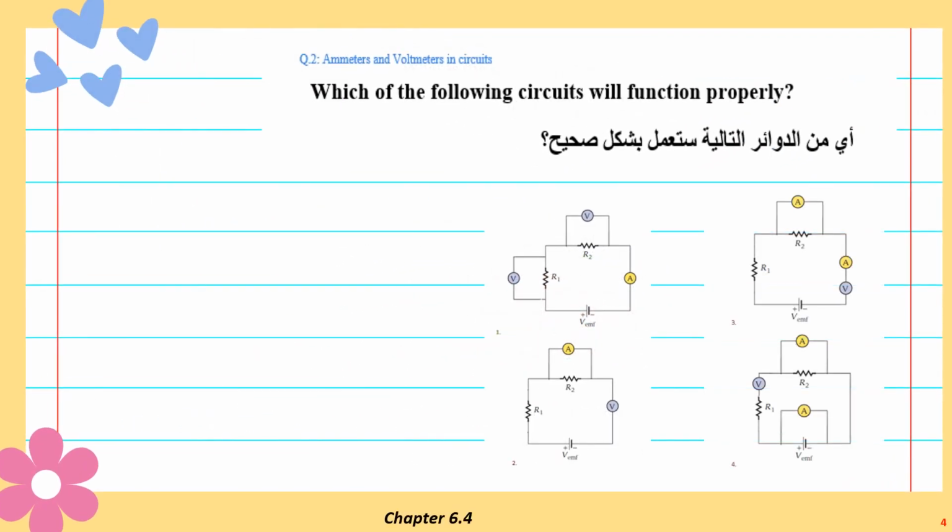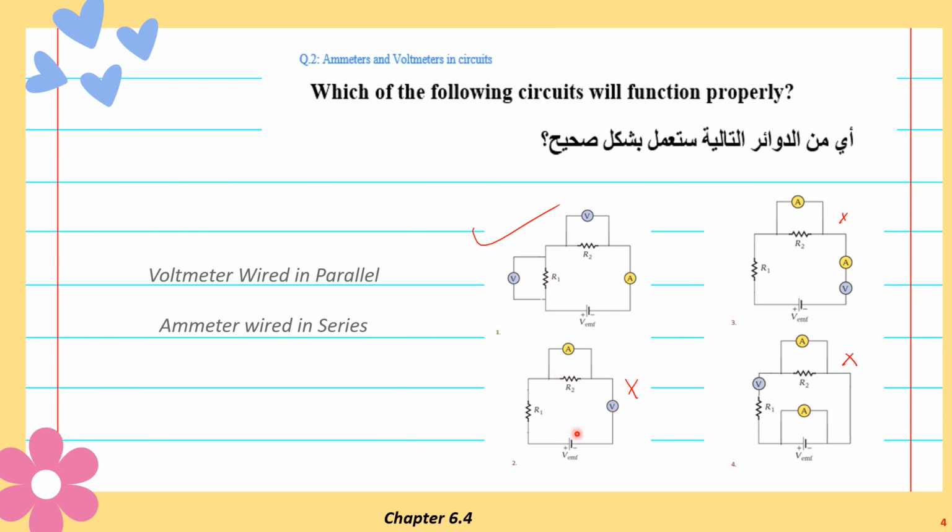Here we are with question 3. It's regarding chapter 6.4. Which of the following circuits will function properly? You should know one main idea here, that a voltmeter is always supposed to be wired in parallel. However, an ammeter is wired in series. So let's talk about these four circuits.